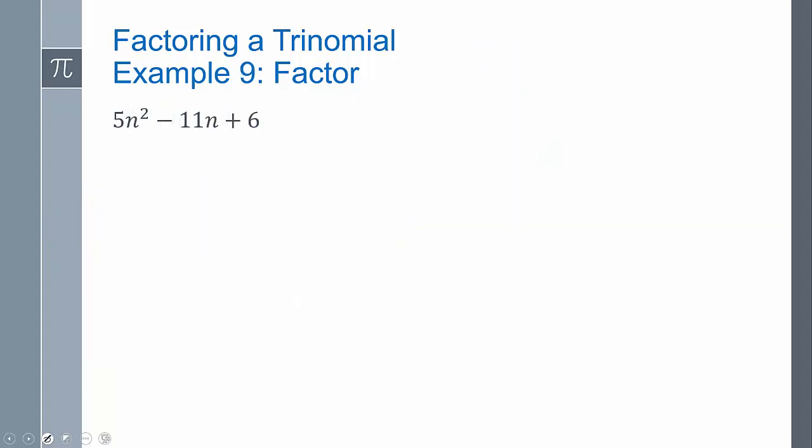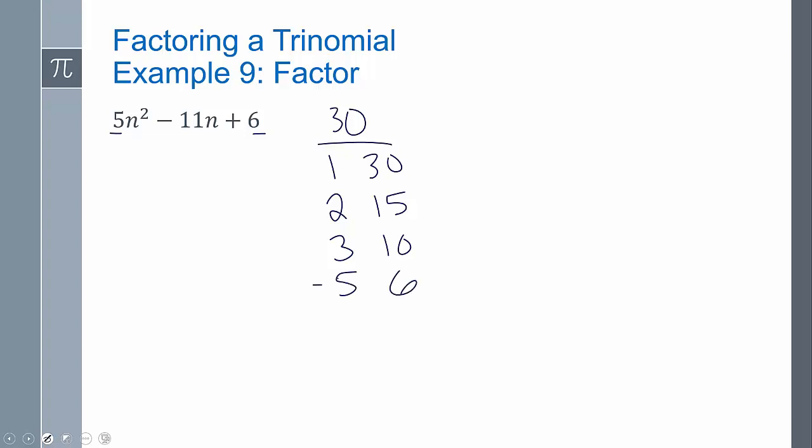Let's look at another one. A times c. So a times c. Factors that add to b. So you just list them. Nope. Nope. Nope. 4 doesn't work. Let's try 5. Hey, look at that. Negative 5 times negative 6 gives me a 30. Negative 5 plus negative 6 gives me negative 11. So we're going to break it apart. So that's negative 5n and negative 6n.